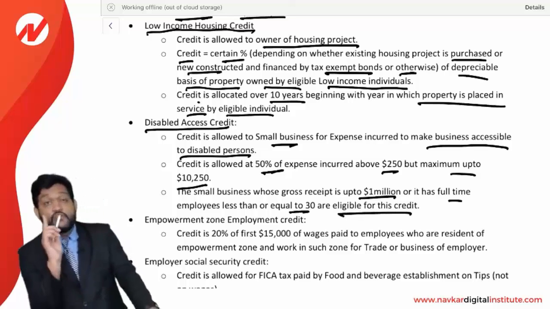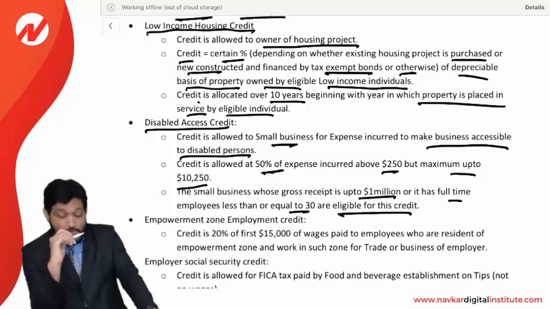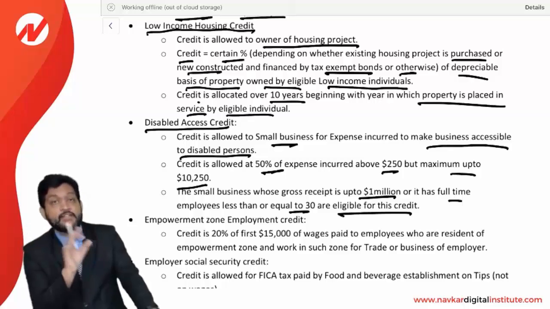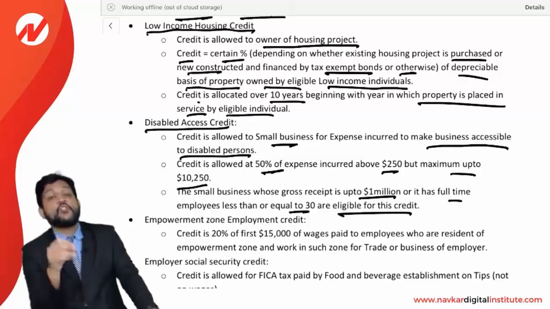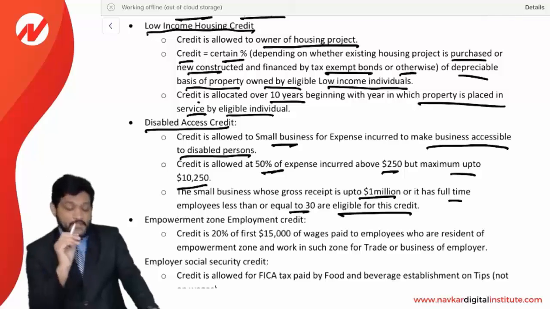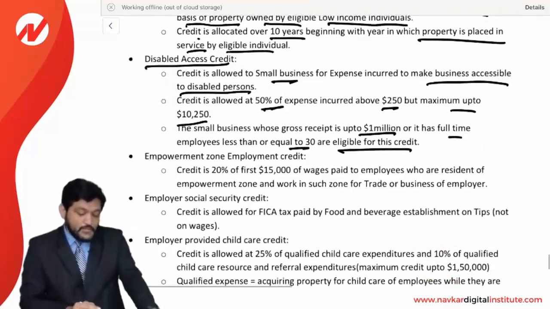Look at this. Who will be eligible for this credit? Either one of the conditions: gross receipts should be less than 1 million, or full-time employees should be less than or equal to 30. Then this credit will be allowed, otherwise not allowed. So these are very simple. If you incur an expense on a disabled person to make him eligible to do business, then the credit is allowed.